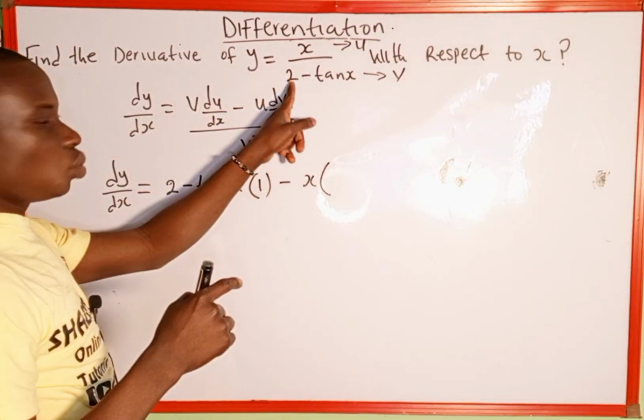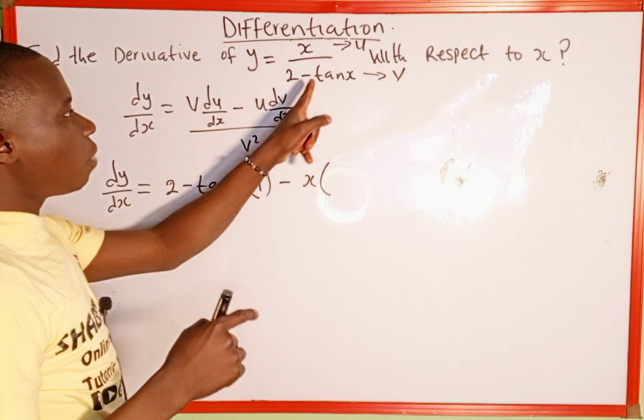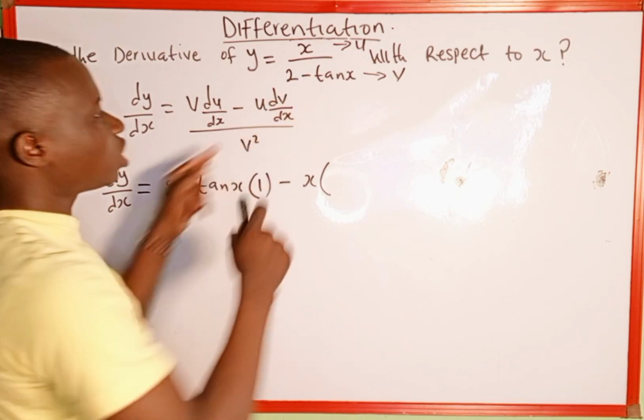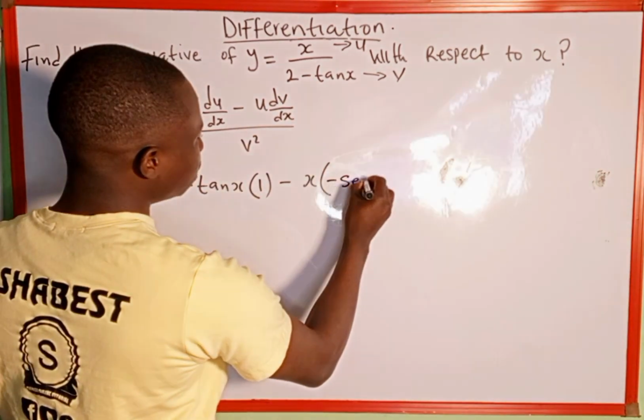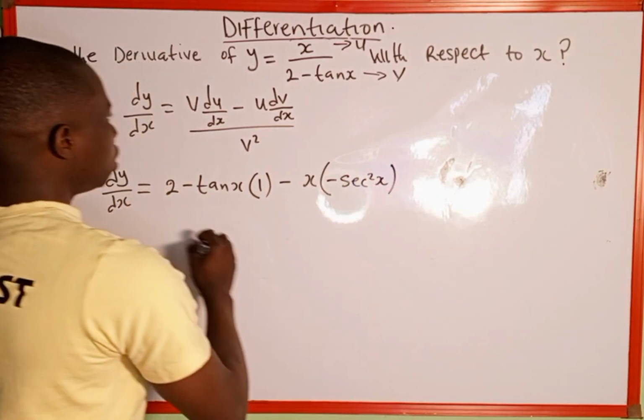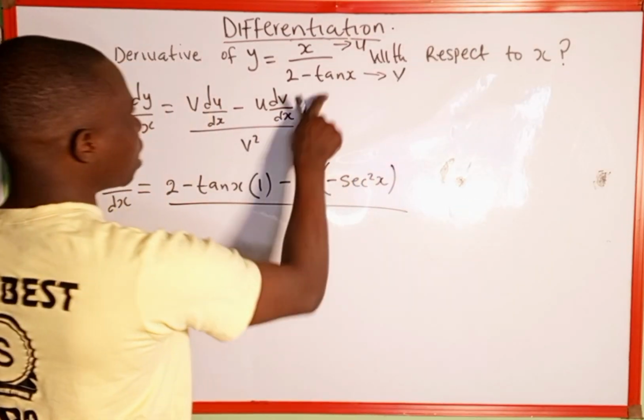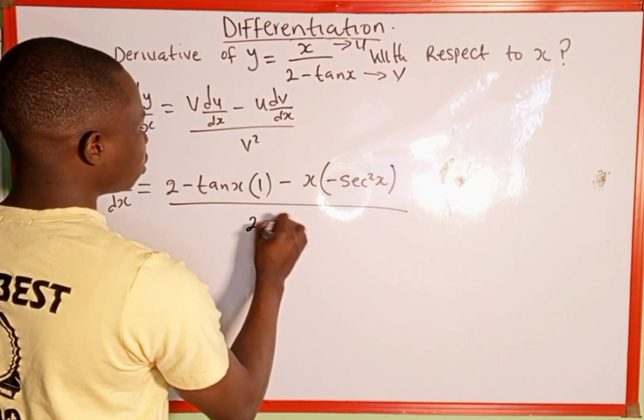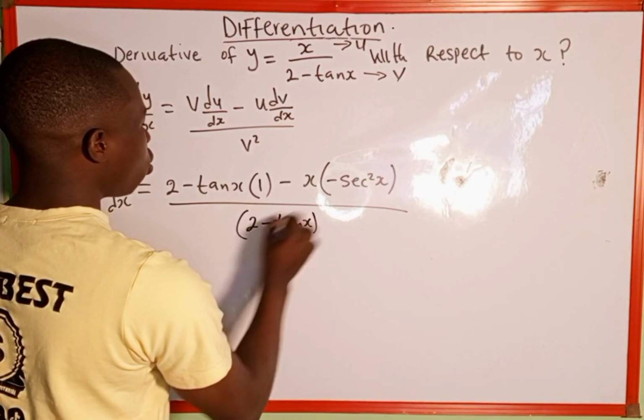When we differentiate 2, it is constant, it's going to be 0. And when we differentiate negative tangent x, is going to give us what? Negative sec square x. Then everything all over v square. And v is what? 2 minus tangent x, then all square.